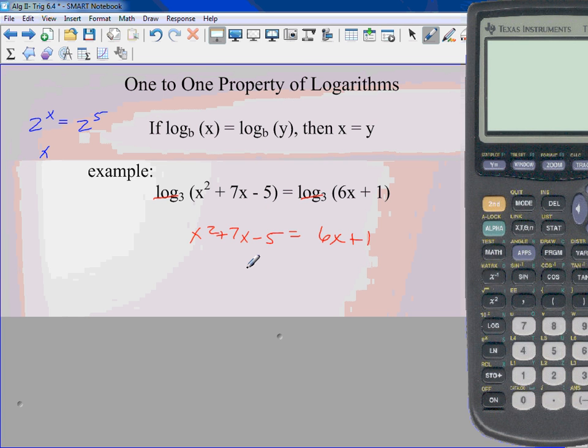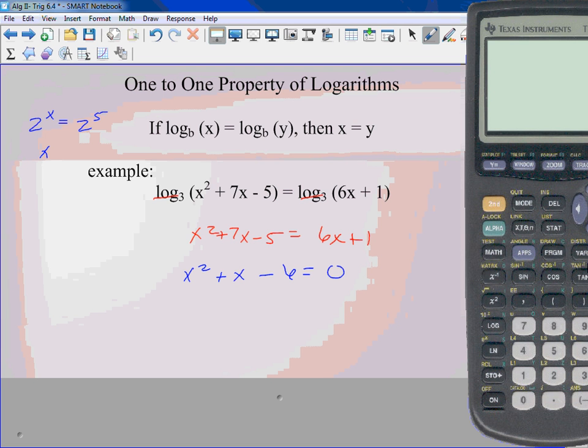Well, I'm going to move everything to one side. X squared plus x minus 6 equals 0. If you need to do the little math, do the little math. Minus 6x, minus 1, minus 1. I moved everything to one side. Now what do I need to do? What's my first step?